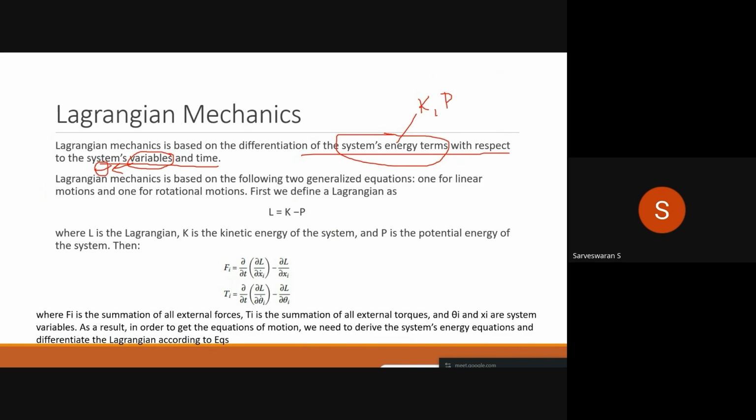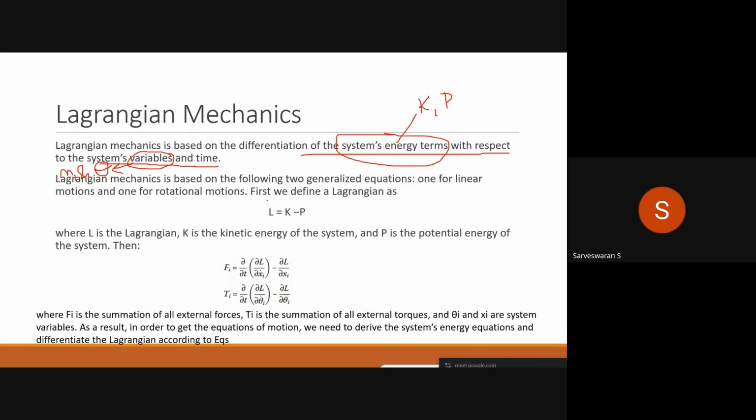System variables are nothing but your theta, L, M. So M is mass, L is length, theta is angles. Some of the variables in the derivation, you will see a few more things. It is based on the differentiation of energy terms, that is kinetic energy and potential energy, with respect to the system variables and the time.